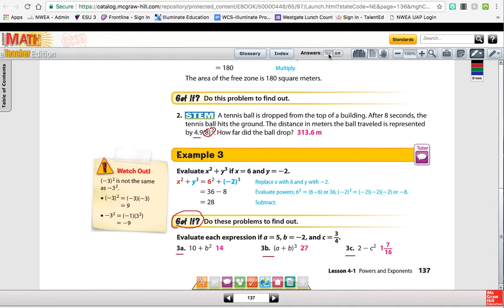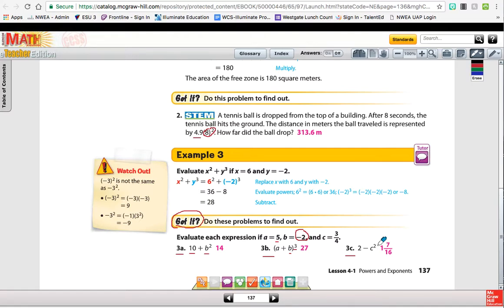For 3A, when you substitute in -2 for B, -2 times -2 is a positive 4, that's B squared. 4 plus 10 is 14. In 3B, A is 5 and B is -2. 5 plus -2 is 3. 3 to the third power is 27.